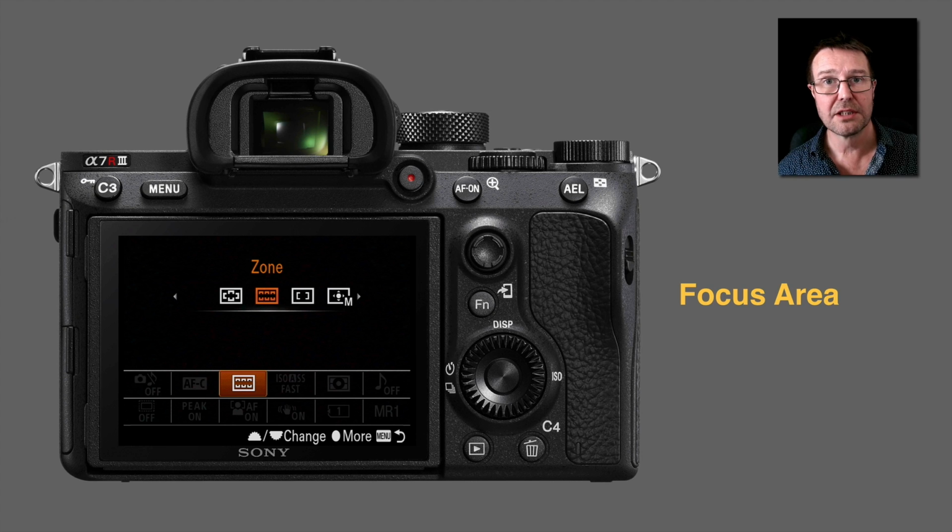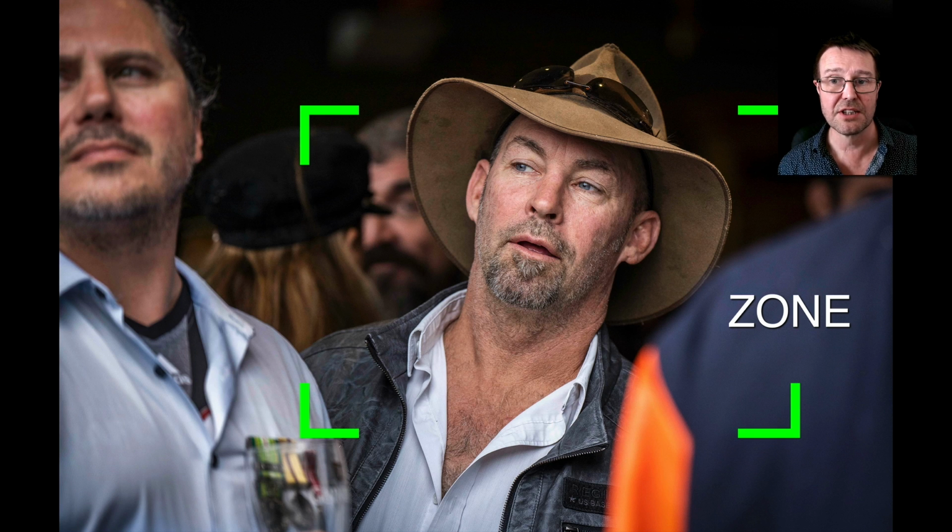With focus area, there will be times where you do want to pull the focus area smaller. Now I would come down in small increments. So the first increment I would come down to is something that I call zone. Having said zone, this is like your wide focus area on your Canon. Zone is actually quite a big focus area, but it's no longer almost the entire surface area of the sensor.